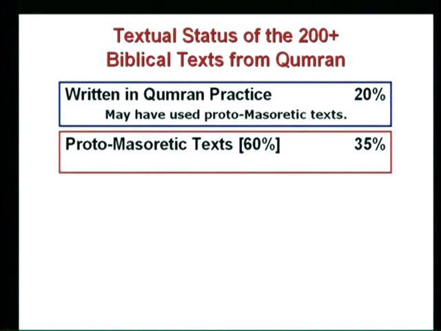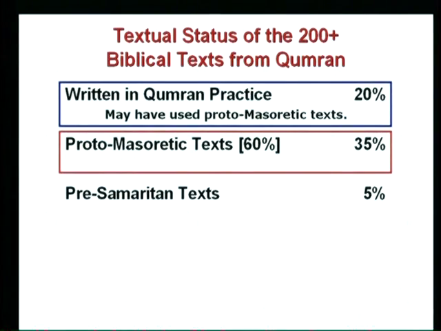In his first edition of his book on the textual criticism of the Old Testament, he said 60% of the 200 plus biblical manuscripts were definitely proto-Masoretic. Why did he change? Well, we'll take a look at some of the changes and see them here. He dropped it to 35%, but that does not mean that it's limited to only 35%. We've already seen that some of the 20% in Qumran practice could be included among the proto-Masoretic texts.